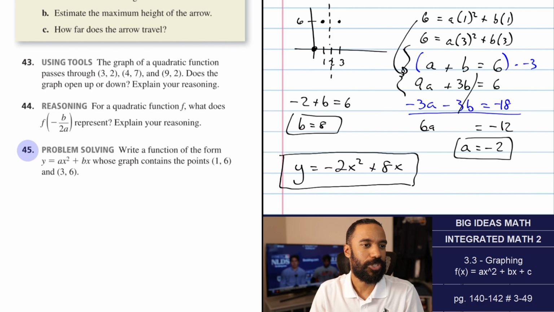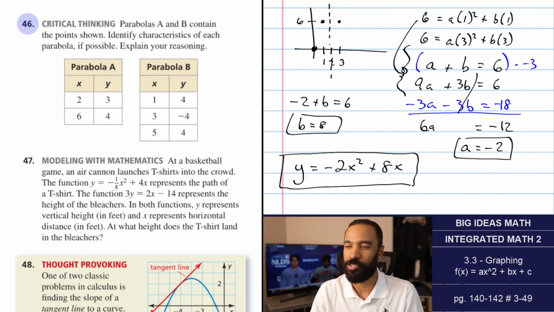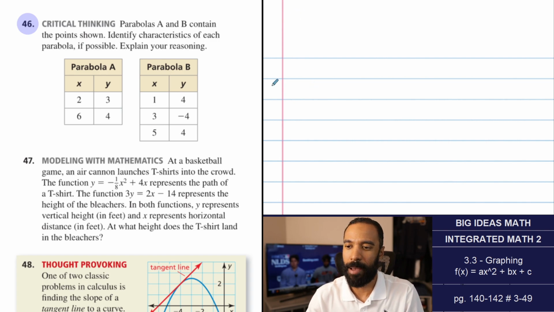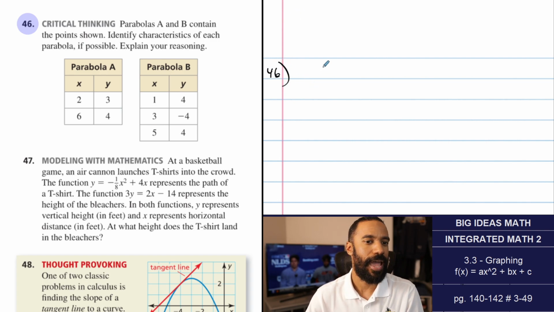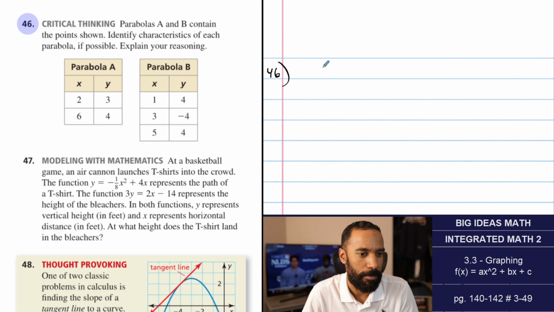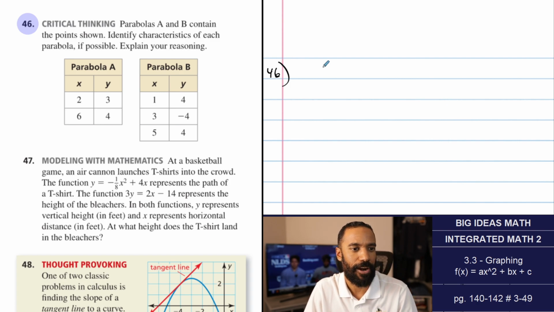All right, let's go to the last 4 problems. Number 46. Critical thinking. Parabolas A and B contain the points shown. Identify characteristics of each parabola if possible. Explain your reasoning.